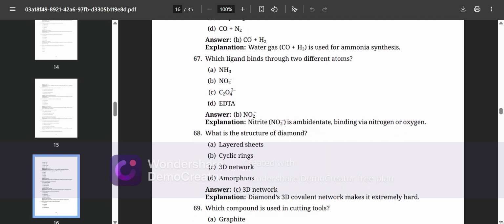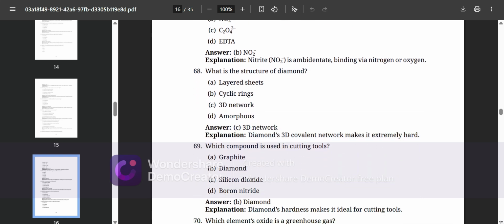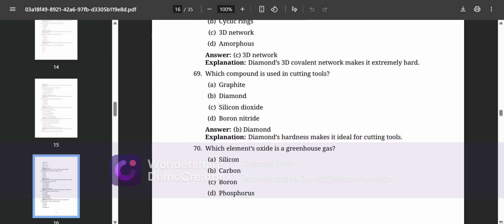Which ligand binds through two different atoms? NO2 minus, nitrite. NO2 minus is ambidentate, binding via nitrogen or oxygen. What is the structure of diamond? 3D network. Diamond's 3D covalent network makes it extremely hard.